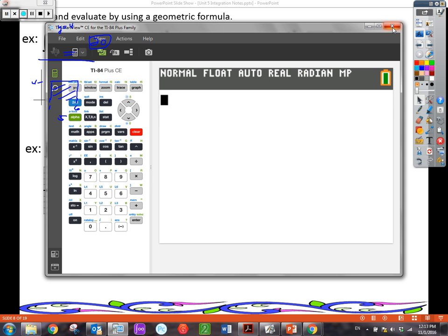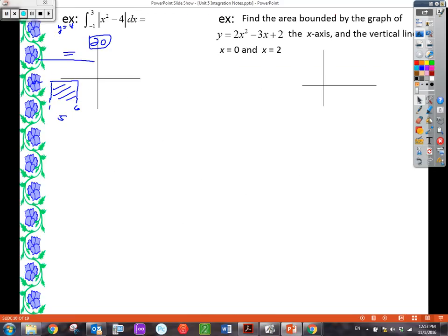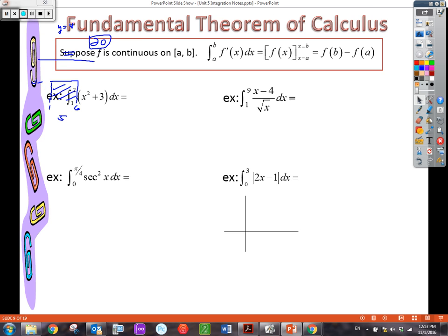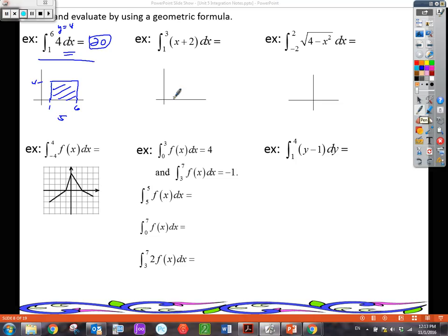Checking. Okay. So let's go to our second problem. So here we have the integral from 1 to 3, and this is the line x plus 2. All right, so we're going from 1 to 3.